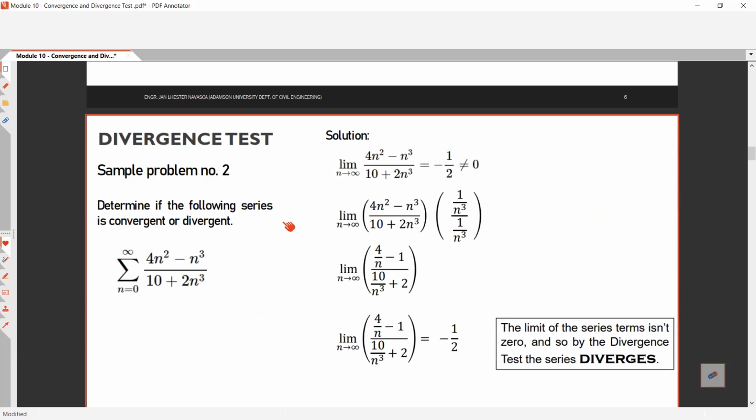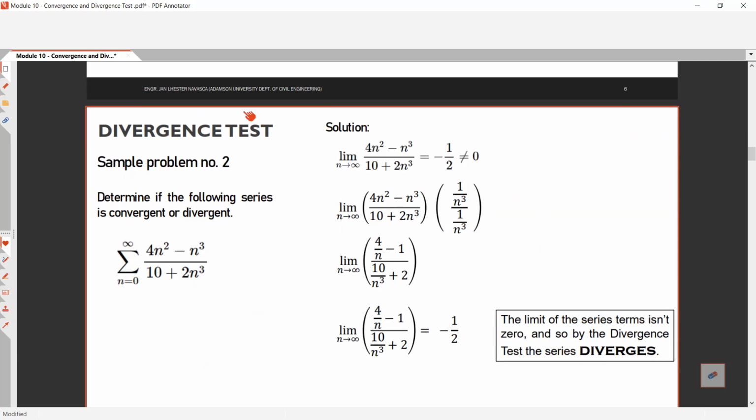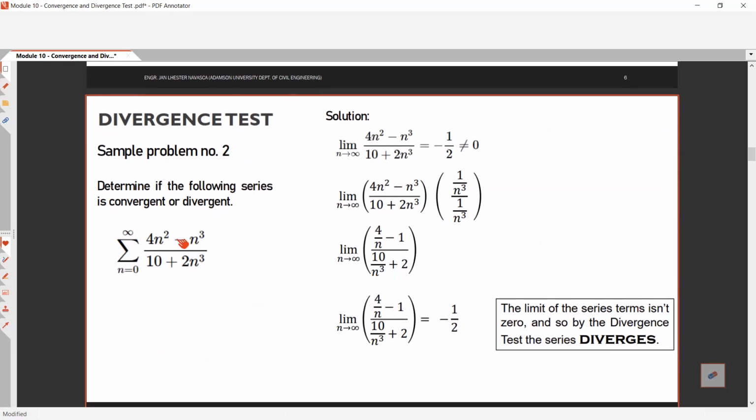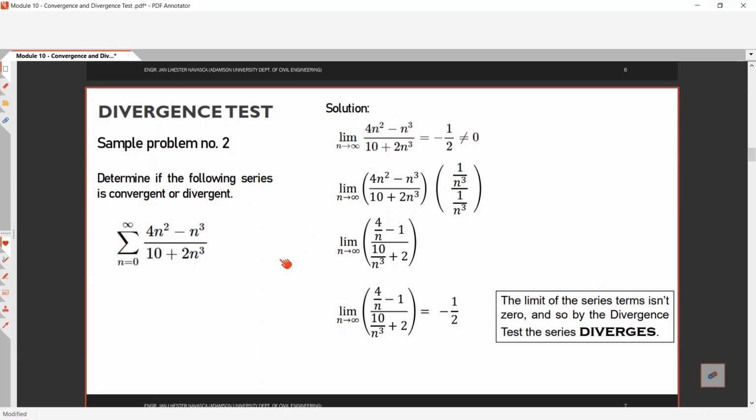So sample problem 2. So determine if the following series is convergent or divergent using a divergence test. Okay, using divergence test. So we have the series 4n squared minus n cubed over 10 plus 2n cubed. Okay? So, kung mapapansin natin, if we substitute right away the infinity, mangyayari infinity over infinity yan. So, we can simplify that by dividing all terms by the highest order of the series. Okay? Ano ba yung highest order dito?